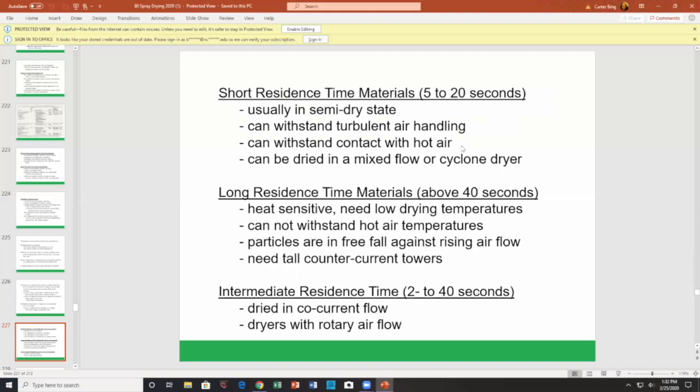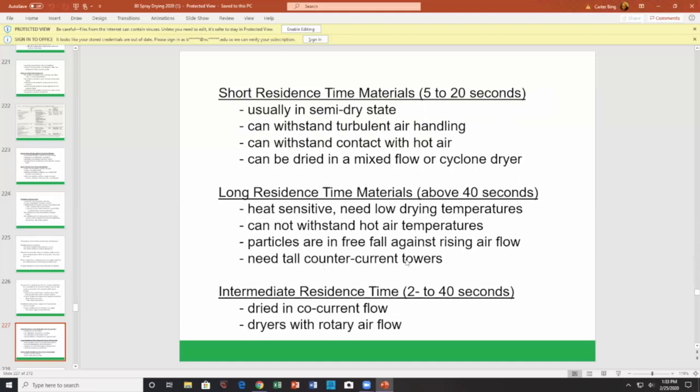Short residence times, 5 to 20 seconds. Semi-dry state can withstand turbulent air handling, can withstand contact with hot air, can be dried in a cyclone dryer. Long residence time, about 40 seconds: heat sensitive, need lower drying temperatures, cannot withstand high temperature air. Particles are in free fall against the rising airflow, need tall countercurrent towers.